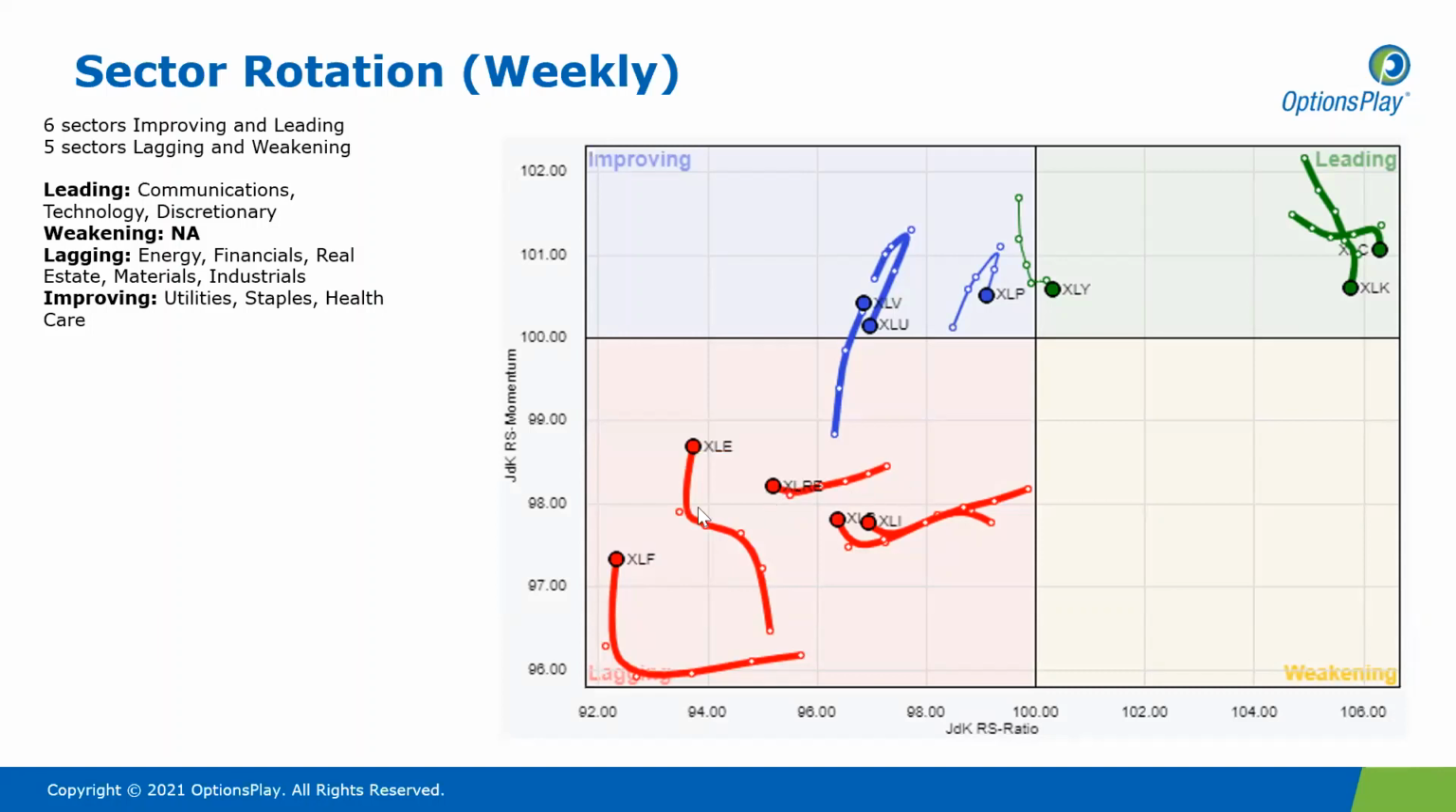Real estate continuing to move left, indicating weak relative strength. And in our improving category, we have all our defensive sectors: staples, utilities, and healthcare. Now, interestingly enough, utilities and healthcare looked like they were initially rotating towards the leading category a couple of weeks ago, now seeing outward rotation and rotating towards the lagging category.